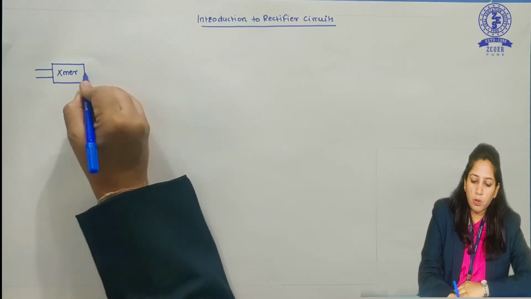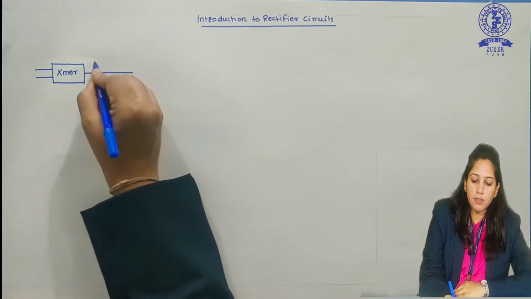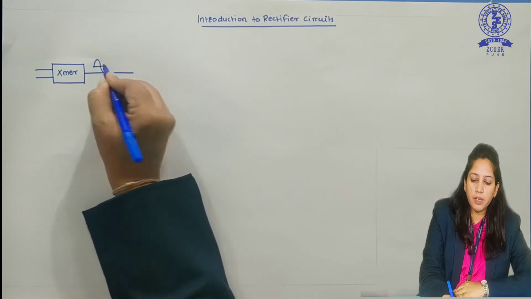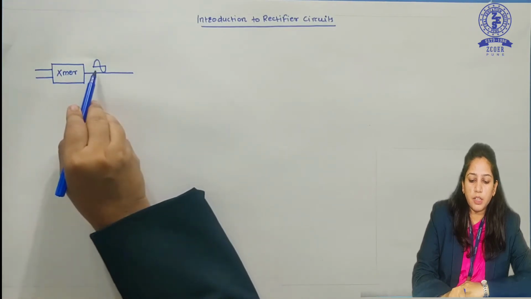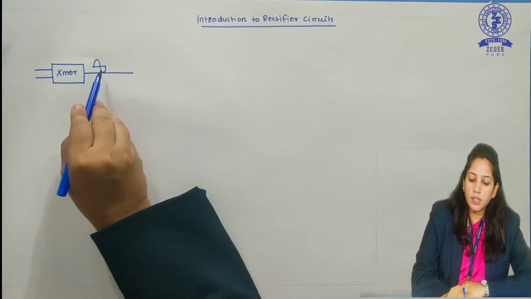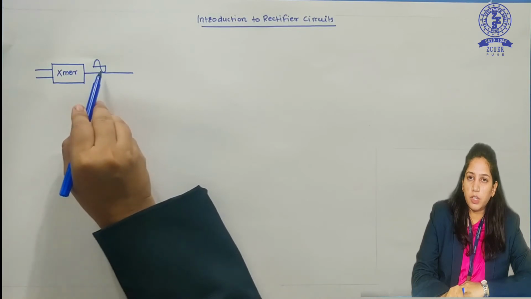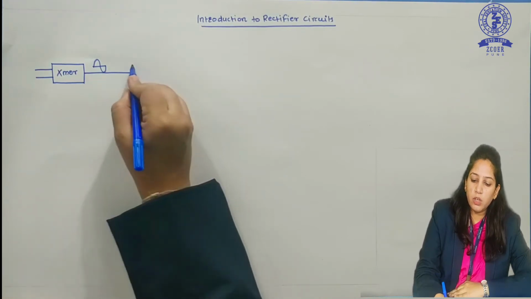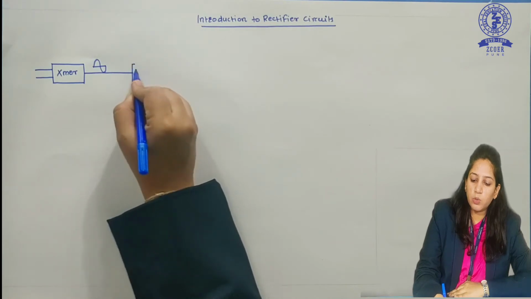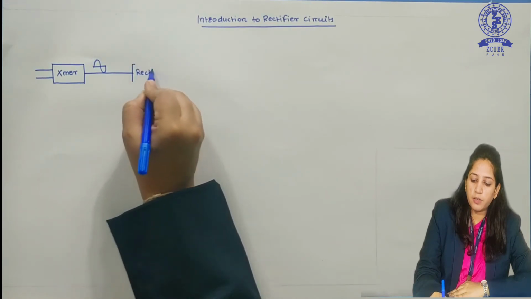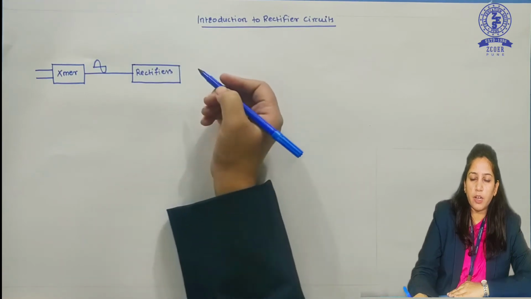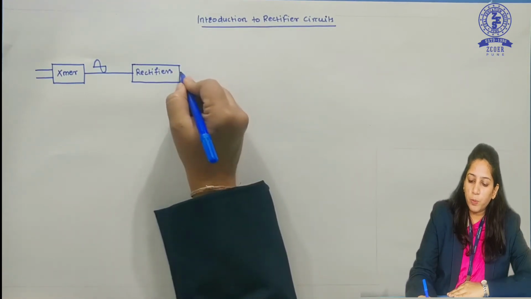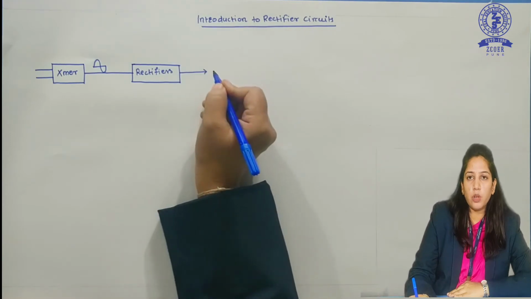After the transformer we will still get an AC wave, but with a different voltage, meaning here the voltage will be different and here the voltage will be different. Again, we need to convert this AC voltage into DC voltage. The circuit which converts AC voltage to DC voltage is called a rectifier. There are many types of rectifiers. The basic type we will learn is diode rectifiers, and the output of a rectifier is again not pure DC.